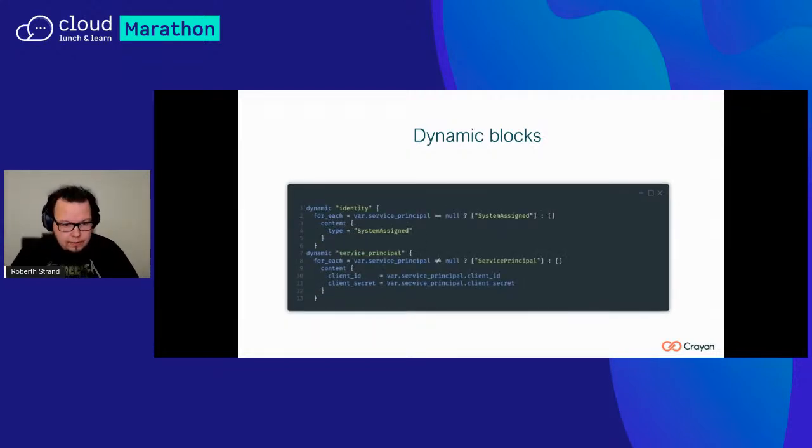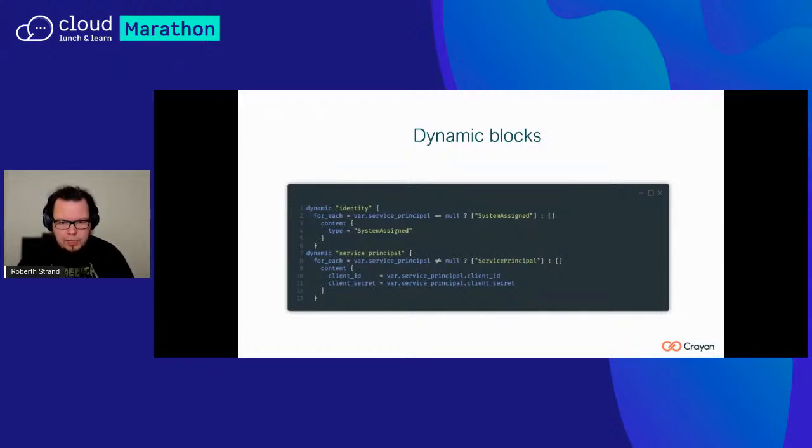So the way that I solved this was having a dynamic block for identity, where for each of the service principal variable that is set to null, aka a service principal has not been defined, I put in the system assigned on the type on the identity block. It's a little bit weird to read, but you get used to it. But basically, instead of having a block called identity, you have a dynamic block with the name of identity, and then you define the content of that block.